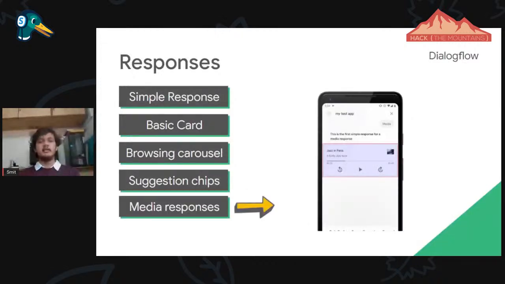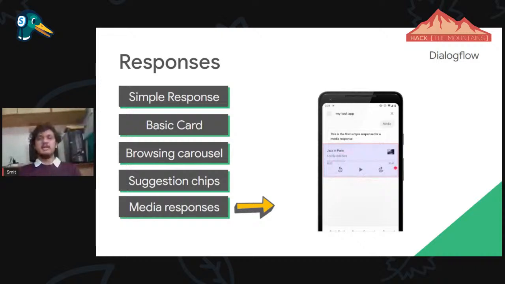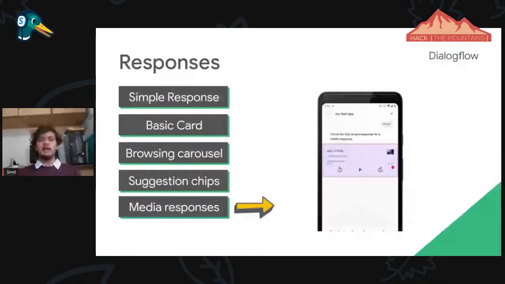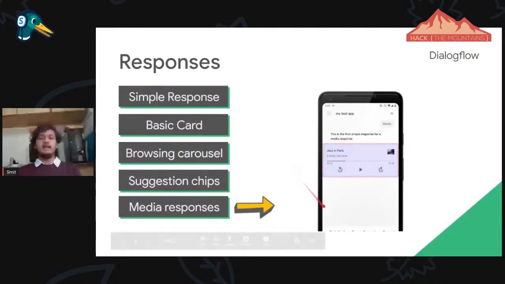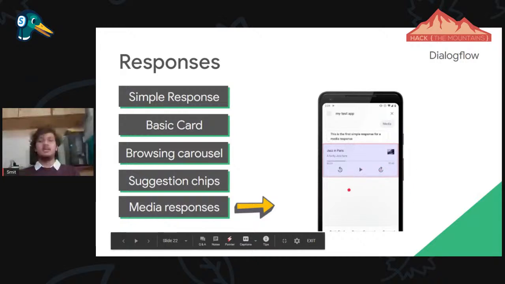Next is the media response. Media response will help you to play music in the mobile assistant, like you can invoke the assistant. Now here it can replay till 10 seconds and forward till 30 seconds. So you can add at max 240 seconds of audio over here. It accepts an mp3 file.